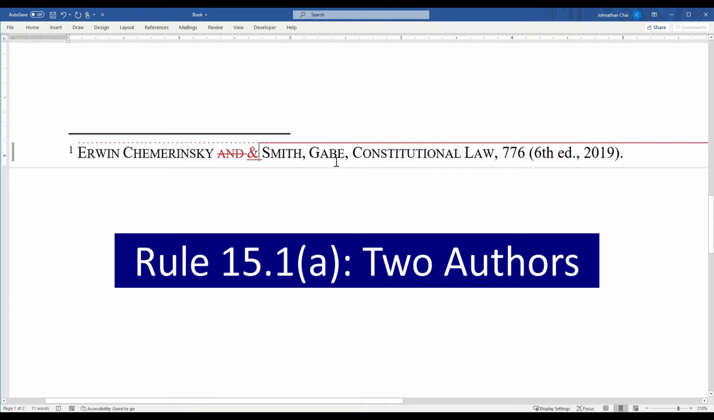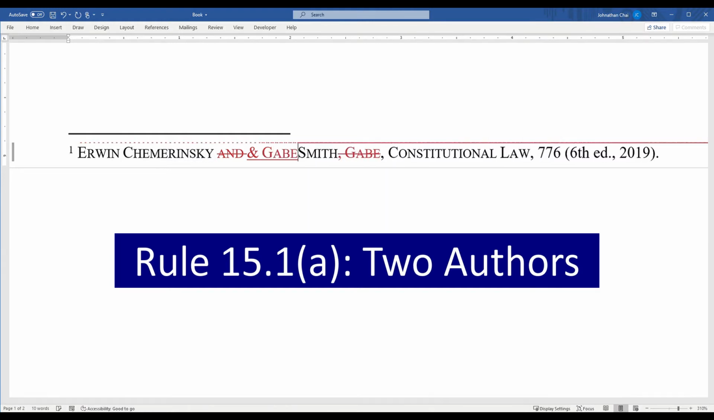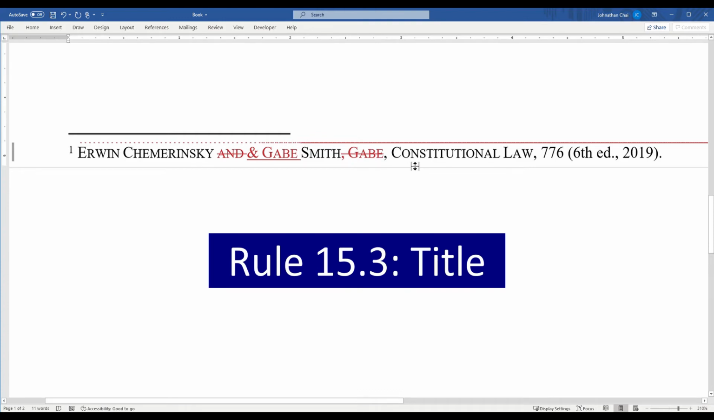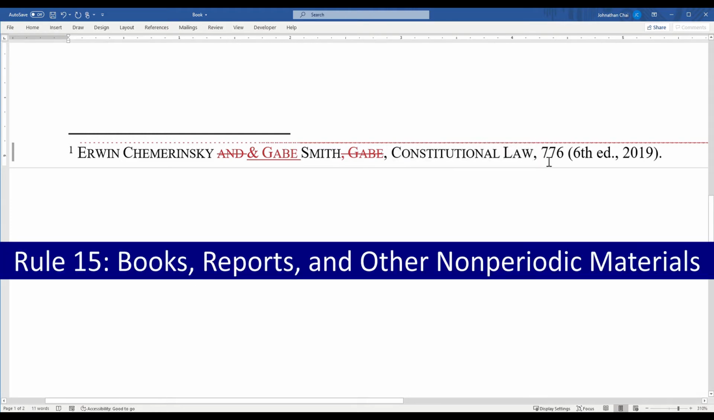Also, for both author names, the first name should be ordered before the last name, so Smith and Gabe should be swapped here. Rule 15.3 states that the title should be in large and small capitals, so the formatting here is correct. Rule 15 indicates that the pin cite for a book citation follows the title of the book without a comma in between, so this comma should be removed.